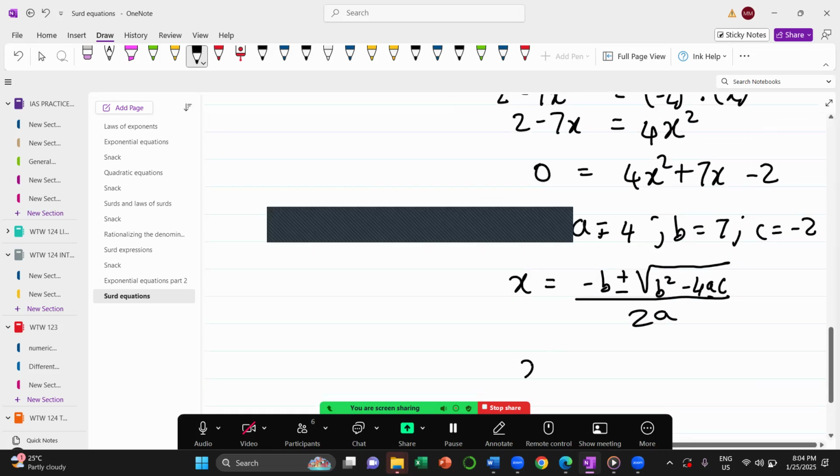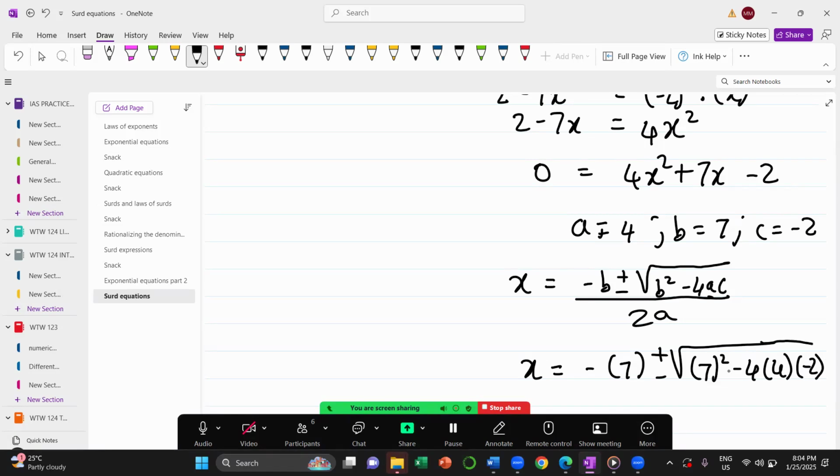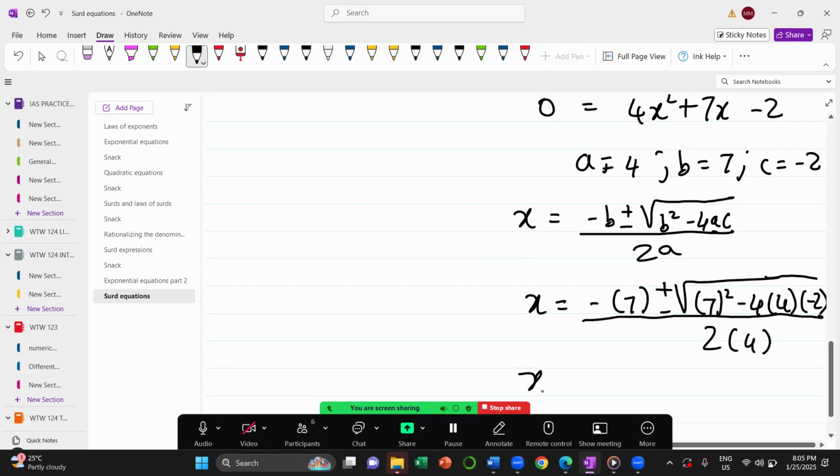Then you substitute: x is equal to negative 7 plus or minus square root of 7 squared minus 4 into 4 into negative 2, all over 2 into A, which is 4, right? Then x is equal to negative into positive 7 is just negative 7 plus or minus. Take out your calculators, boys and girls. Give me the value under the square root. 81. It's going to be 81 all over 8.